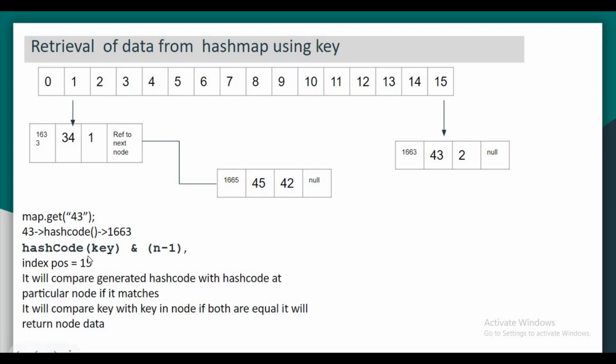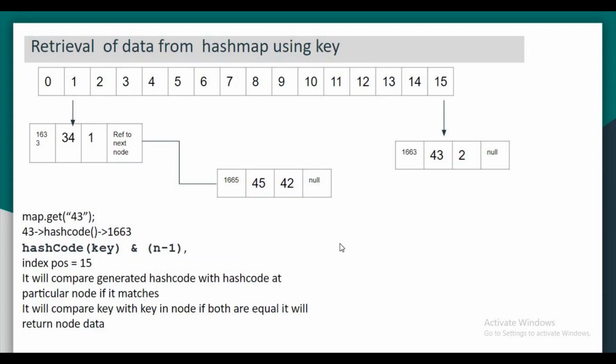Here it is showing that the index position is 15. It will go to index position 15, and in this node it will check whether the hash code in this node and the hash code generated for our key match or not. If both match, then it will go to the next step. The next step is to compare our key with the key in the node, and if both are equal, it will return the data. So after the hash code matches, it compares our given key with the key in the node. If both match, it will return the data. As here both keys are matched, it will return the data, guys.